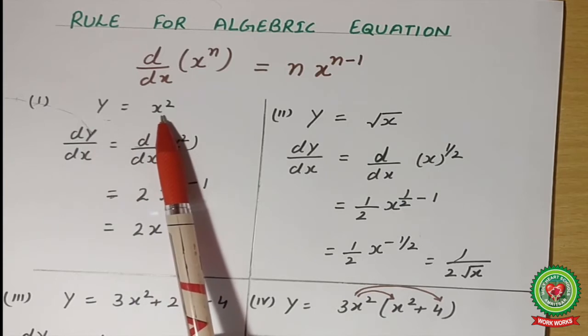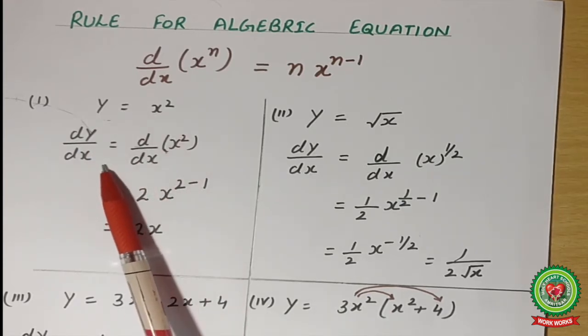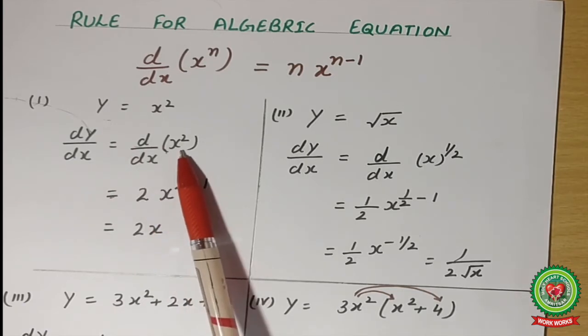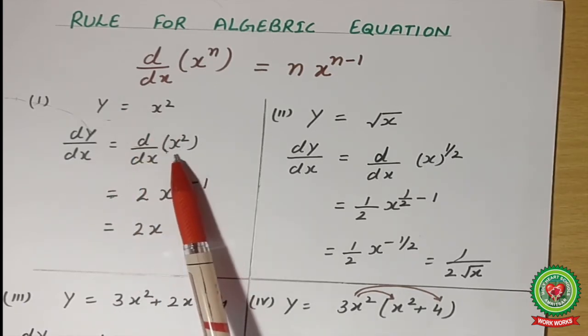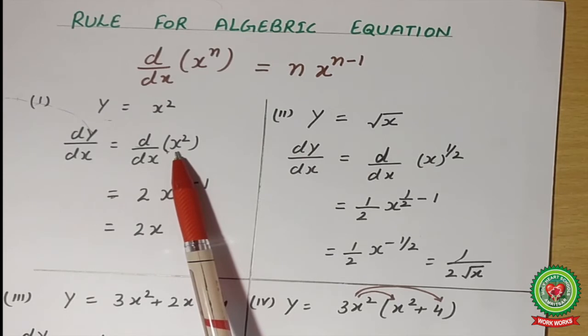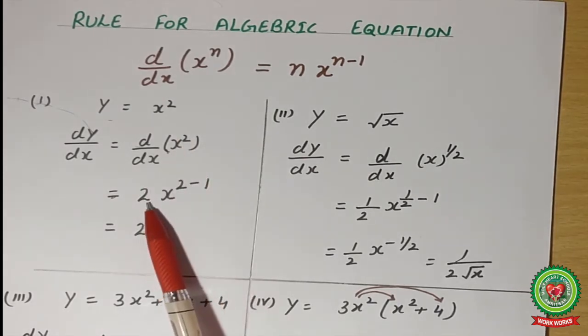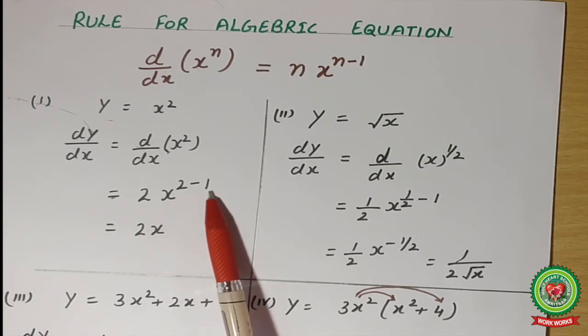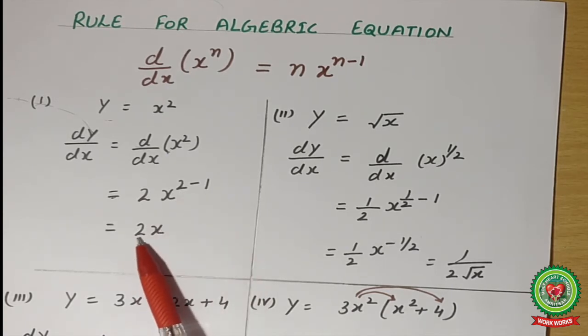Now I am taking one example. y is equal to x square. How will we write it? dy upon dx is equal to d by dx of x square. Substitute the value. When we solve it, the power comes to the first position: 2x raised to power 2 minus 1. So it will be equal to 2x.